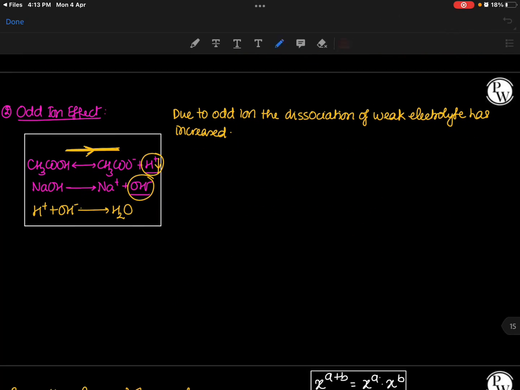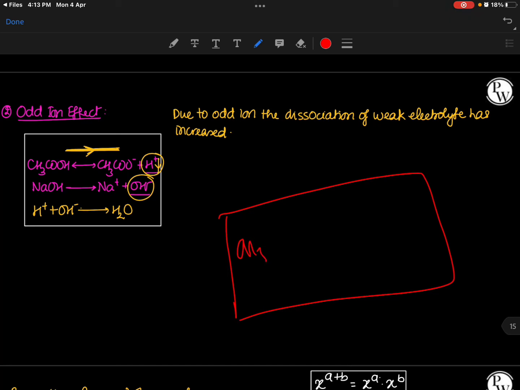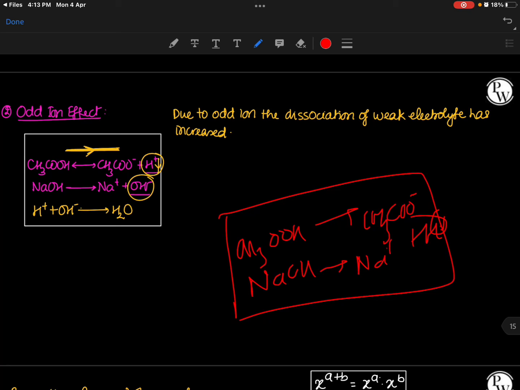Now the odd ion effect. Similarly, if CH3COOH dissociates into CH3COO minus and H plus, then we add NaOH, a strong electrolyte having the odd ion, it dissociates into Na plus and OH minus, but H plus and OH minus combine together and form water, and in the product side the concentration of H plus decreases. According to Le Chatelier, the equilibrium shifts towards the product side because the concentration of the product is decreasing.